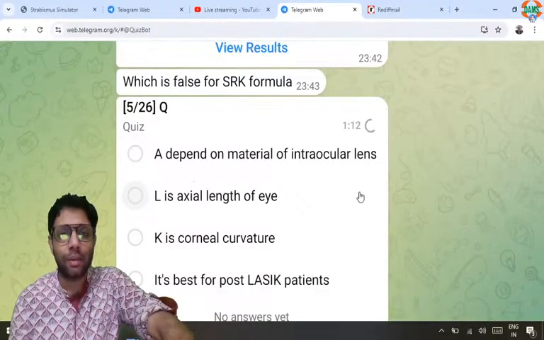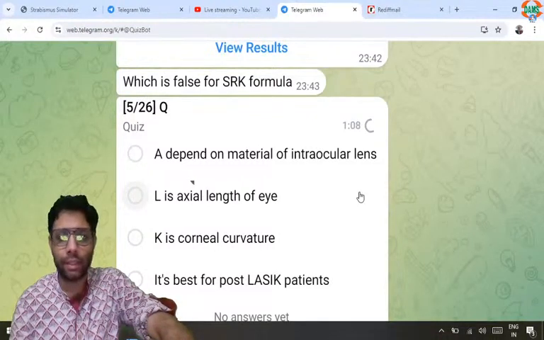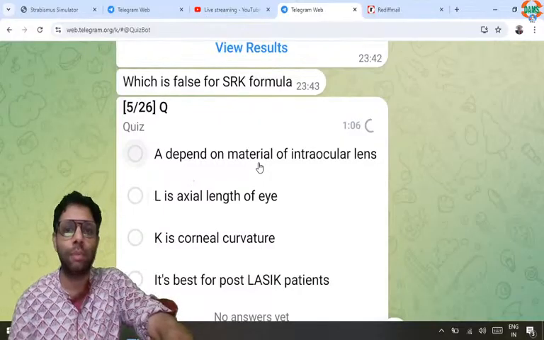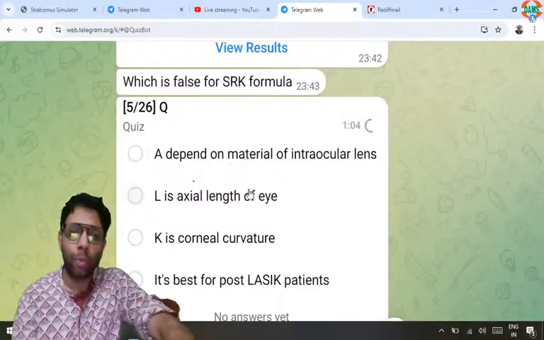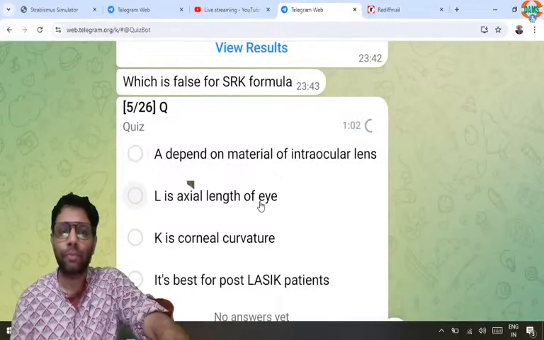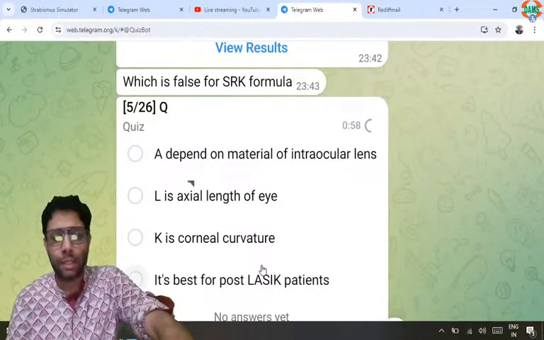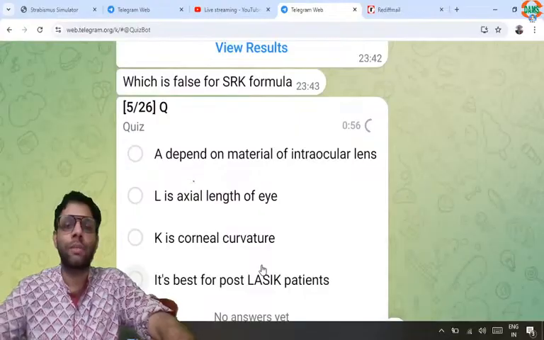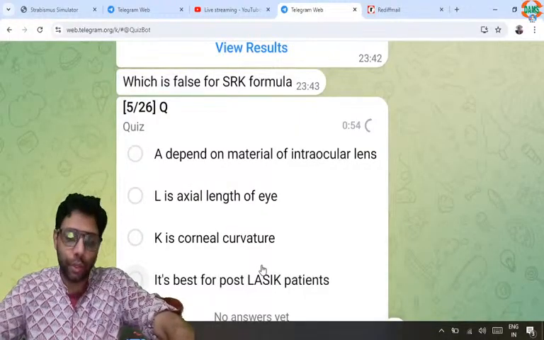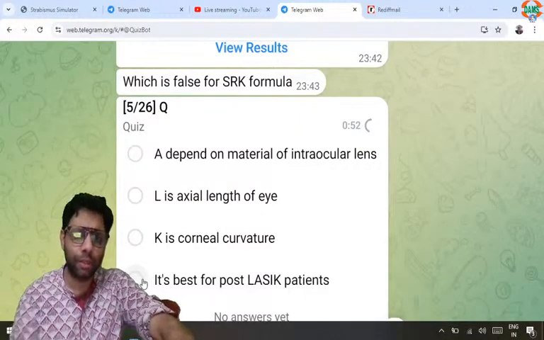Now this is A minus 2.5 L minus 0.9 K. A is the material constant depending on the material, that is true. 2.5 L is the axial length of the eye, true. K is the corneal curvature, true. But it is not best for post-LASIK. For post-LASIK patients, Haigis L formula is required. That's the answer over here.